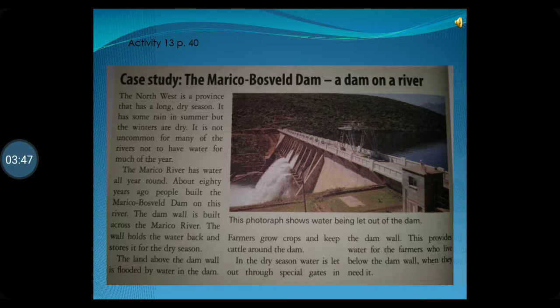The land above the dam wall is flooded by water in the dam. Farmers grow crops and keep cattle around the dam. In the dry season, water is let out through special gates in the dam wall. This provides water for the farmers who live below the dam wall when they need it.